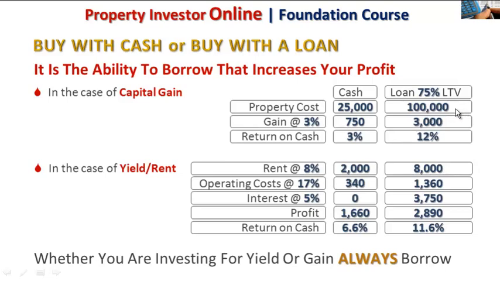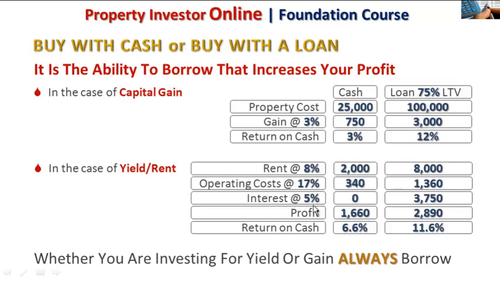Now let's take a look at what happens in the case of the loan property, the property you bought with a loan of £75,000. The same 8% return gives you a rent of £8,000 on £100,000, because 8% of £100,000 is £8,000. Calculating the same operating costs at the same percentage of 17% gives you operating costs of £1,360.